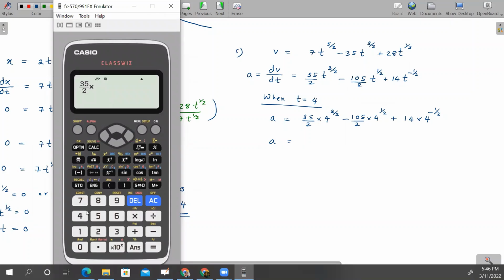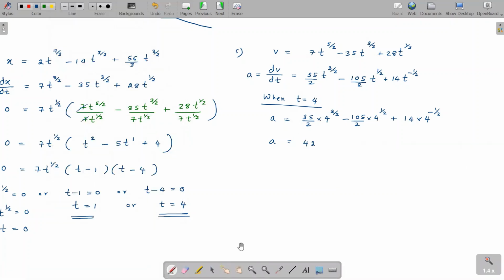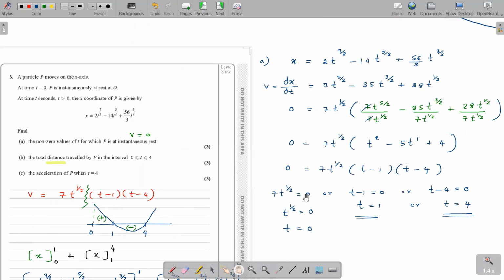(35 over 2) into 4 to the power 3 over 2, minus 105 over 2 into 4 to the power half, plus 14 times 4 to the power minus half, and I get my acceleration answer as 42. This is my acceleration answer, 42.